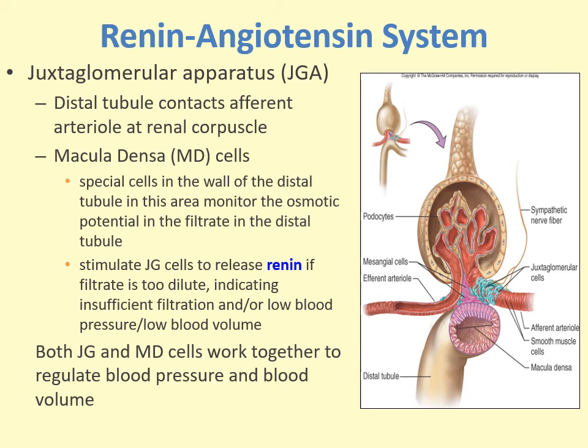Like I said, the distal tubule contacts the afferent arteriole at the renal corpuscle. And we've got these macula densa cells. They're in the distal tubule, and they monitor the osmolarity of the filtrate in the distal tubule. What that really means is that they're monitoring the amount of sodium in the filtrate. And if there's not enough sodium, that means potentially the filtration rate is low. Then the macula densa cells stimulate the juxtaglomerular cells to release renin, because that's indicating there's insufficient filtration or low blood volume, low blood pressure. So both the juxtaglomerular cells and the macula densa cells work together to regulate blood pressure and blood volume.